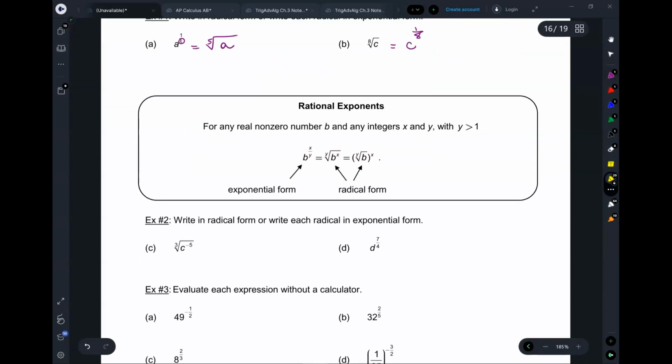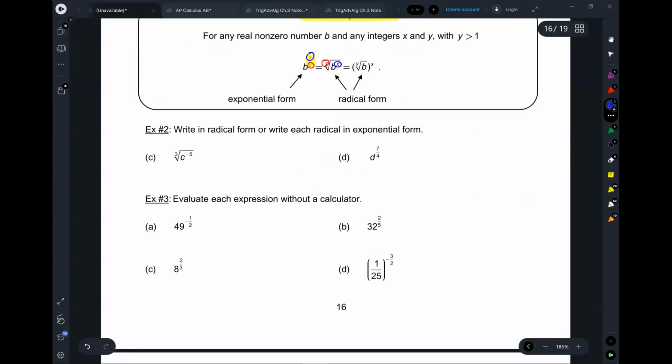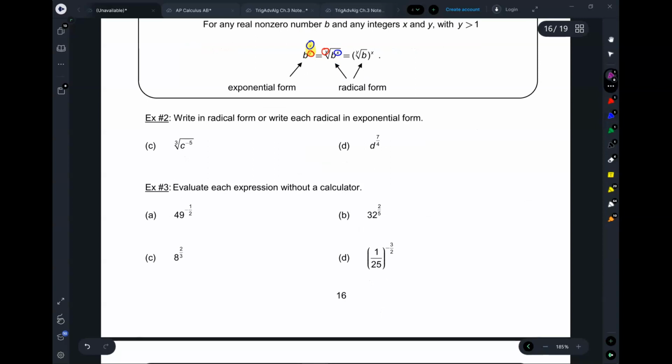Okay, so let's talk about rational exponents. Now, what if you have, like Sydney said, what if you have not 1 over something, but x over y? In that case, again, like I said before, the denominator becomes the index, the numerator becomes the power. And you can write it in 2 different ways, okay? So let's take a look at this one. This index will become the denominator. This will become the numerator. So this will be c to the power of negative 5 over 3.